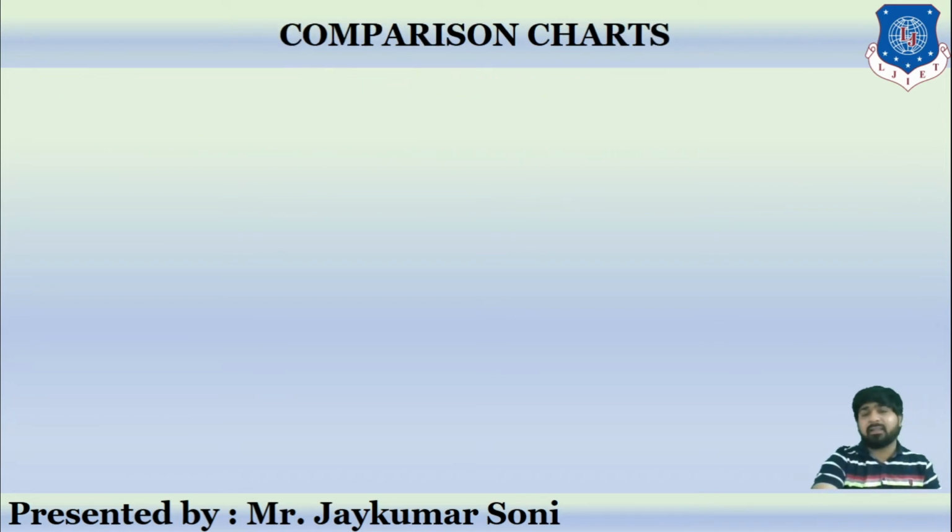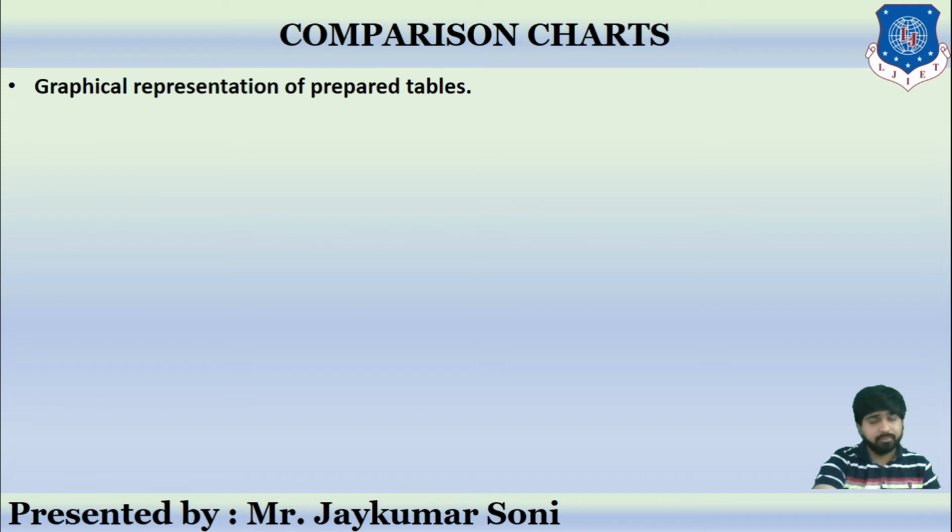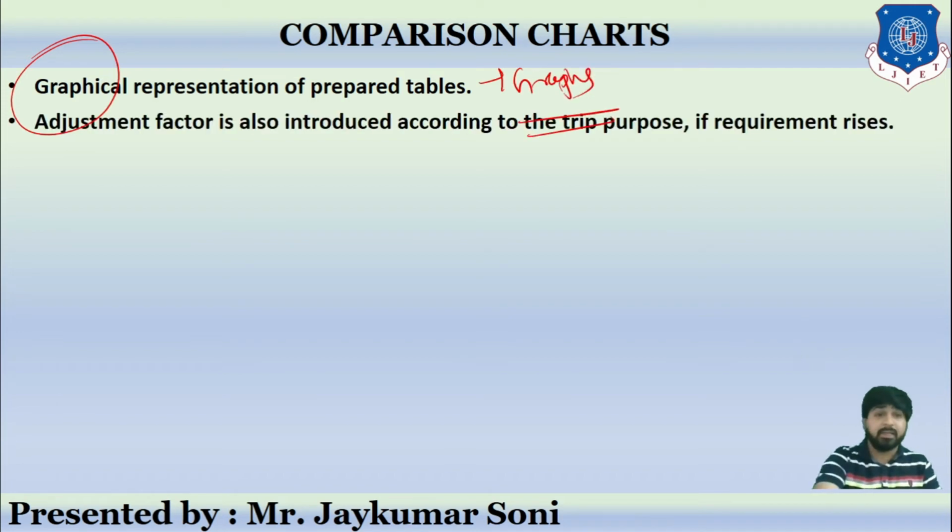Then comes the second part, that is comparison charts. Comparison charts means the data that we have collected at the screen line and cordon line will be compared with each other in the form of graphical representation. Various kinds of graphs will be presented. If sometimes the situation demands, then the adjustment factor will also be introduced according to the trip purpose.